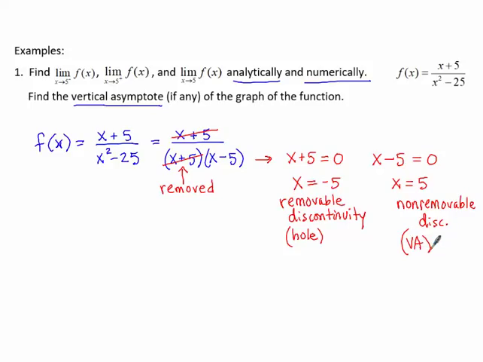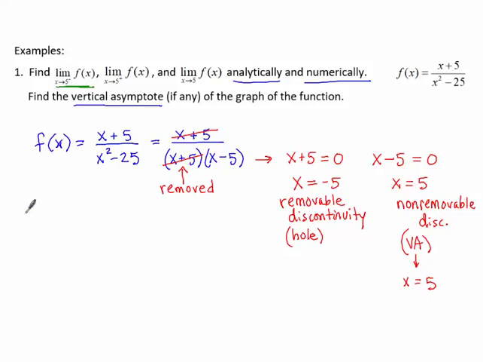So I've already done the second part, find the vertical asymptote of the graph of the function. Often it's easier to start with that. So my vertical asymptote is x equals 5. Now let's go back and find the limits requested.